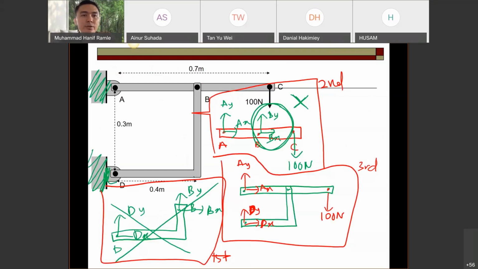Okay, so I believe that you understand already how to choose the FBD. Once you have the free body diagram, you can see that there are 4 unknowns in this system. AY first, AX the second unknown, the third unknown is DY, and the fourth unknown is DX.